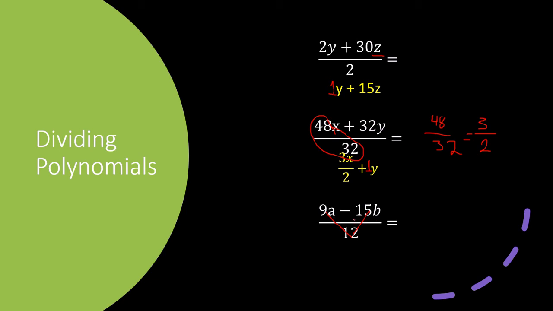I'm going to bring the variables and the subtraction symbol along for the ride. I'm just going to move him over, and this is going to be equal to 3a over 4 minus 5b over 4.